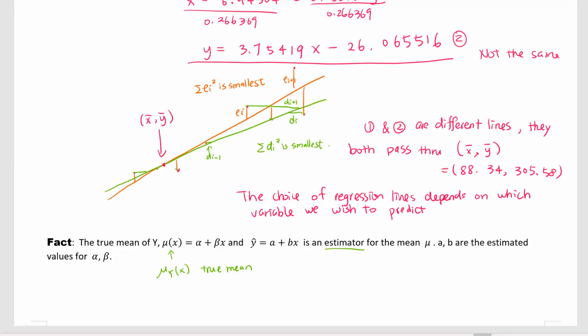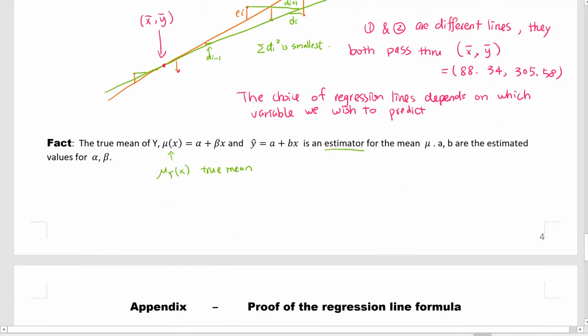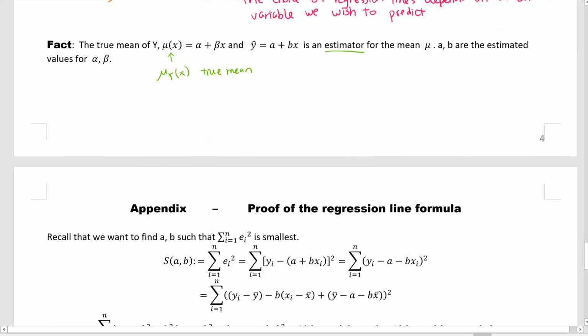We have a parameter and we have an estimator. It's like in chapter 7, our parameter is the mean and our estimator is the sample mean, right? We use the sample mean to approximate the population mean. So far, so good. So that is session 11.1.